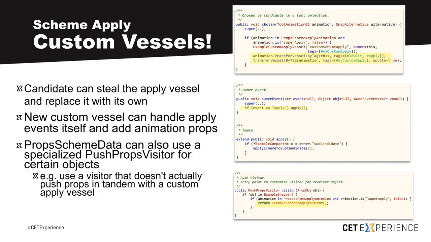Then finally, something that could be useful is to use this in sort of tandem with a custom push props visitor. The reason you might want to do this would be, for example, if you want to not do the default push behavior whenever you're using this custom apply vessel, then you would create a push props visitor that looks for the candidate being one of these objects that has this custom apply vessel and then just does not push using the default mechanism to those objects.